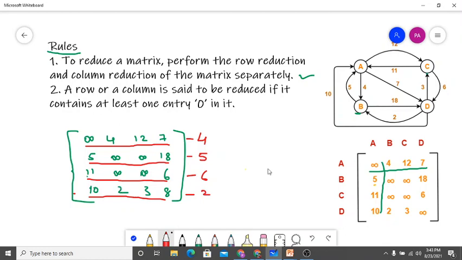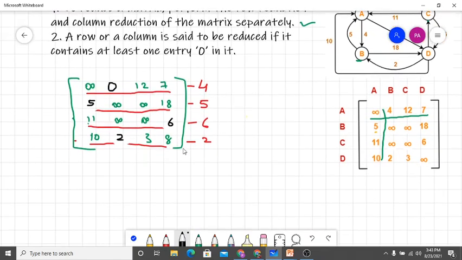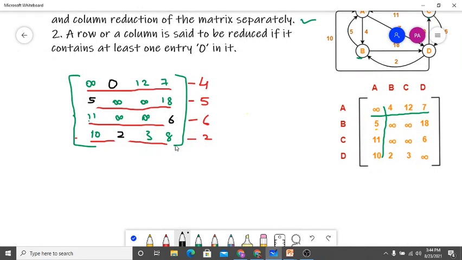So we did this. After subtracting this 4 from the minimum, this will become 0, and this will become 0, because 4 minus 4 is 0. Which one is the minimum? 5. And here, 6. And here, 2. So write it here: 5, 6, 2. So this thing we modified from this. Next one. This is row reduction. In the same way, we need to make a column reduction.